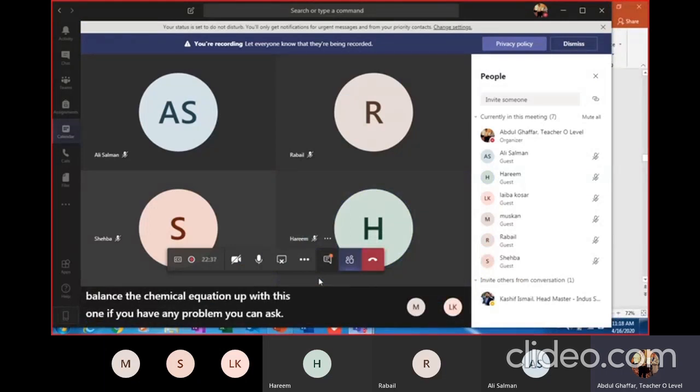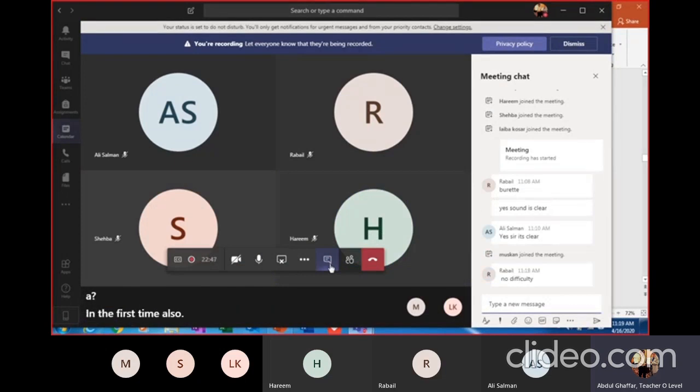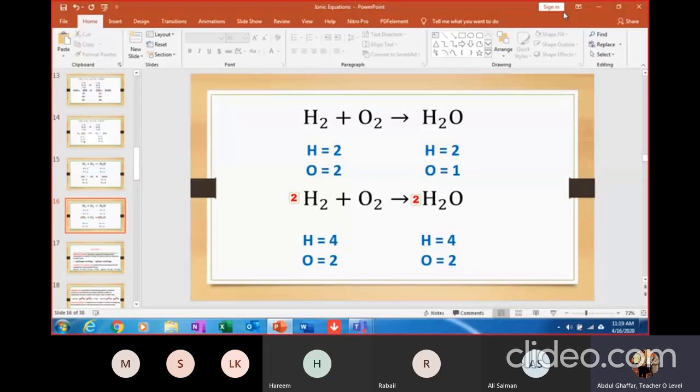Any problem in balancing the chemical equation? I think it's very easy. We have done it in the first term also, in the 10th class also. Any difficulty? No difficulty. Very good. Now we will move towards the ionic equation, which is very, very important.